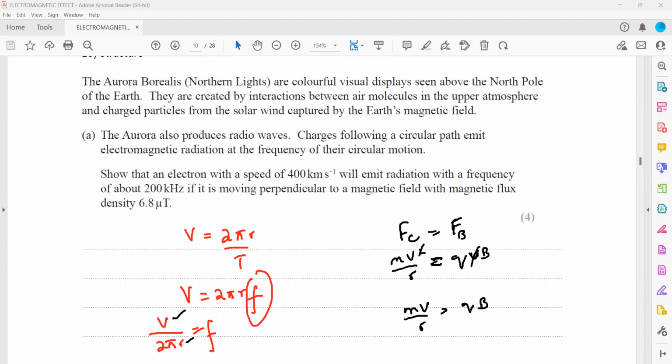So we have the strength of the magnetic field. We have the charge of the electron, which is 1.6 times 10 to the minus 19. We have the speed as well, which is given in kilometers per second, so we convert it into meters per second. And we have the mass of the electron, which is 9.11 times 10 to the minus 31 kg. So we can find the radius here. So we'll have the radius.